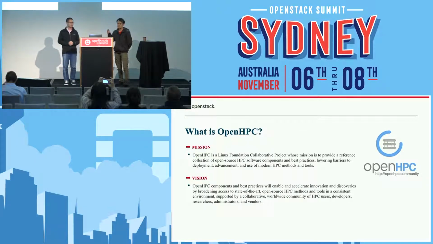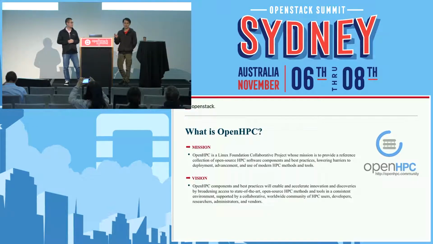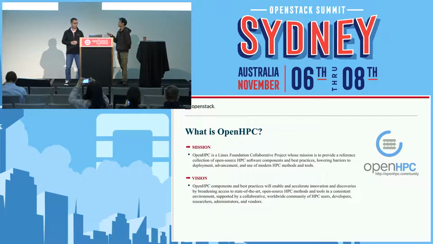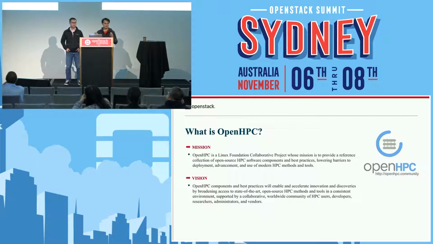So over the next few slides, I'm going to explain how we use some of the open source technologies that we can apply to the HPC environment. So one of the open source projects I want to mention here is OpenHPC. I'm not sure if any of you are familiar with OpenHPC. Anyone know OpenHPC? Yeah, cool. Okay, so OpenHPC is a Linux Foundation project, as you can see here. The mission of this project is to provide a reference collection of HPC open source software, and make it easier for people to learn, to use, and to deploy HPC in their environment.